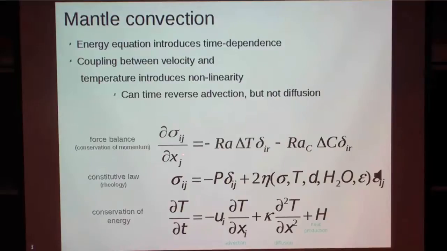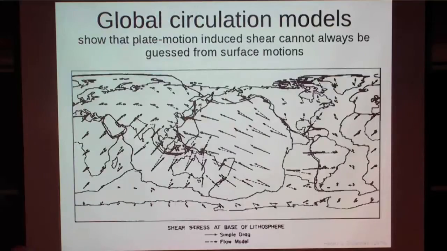What's in the delta symbol? Oh, this is the Kronecker delta, because it's only pulling downward, in the radial direction. This is just a buoyancy force through the temperature, and a buoyancy force through the composition. All right, so we won't spend much time on this, but keep that in mind. So we can compute circulation.